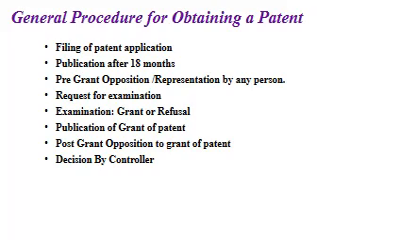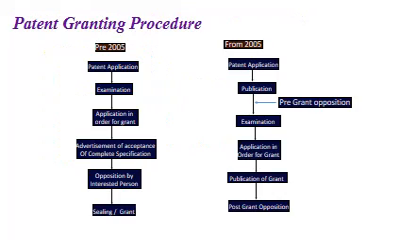So next, after granting the patent, whether opposition is available or not. So finally, the decision by the controller. Here we are showing two types of charts: before 2005 there were some procedures, and after 2005 there are some procedures.